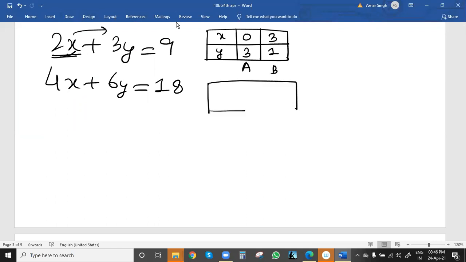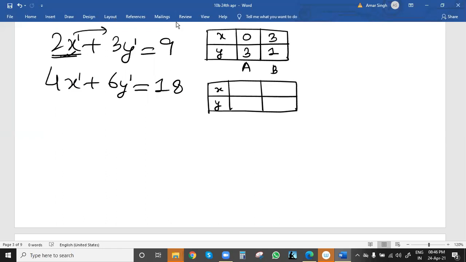Again for the second equation, take minimum 2 points because we have a straight line only, because the degree or maximum power of x is 1, and y is also 1. That means these are linear equations, and this is a pair of linear equations. So basically a linear equation graph is always a straight line. So 2 points only we need.